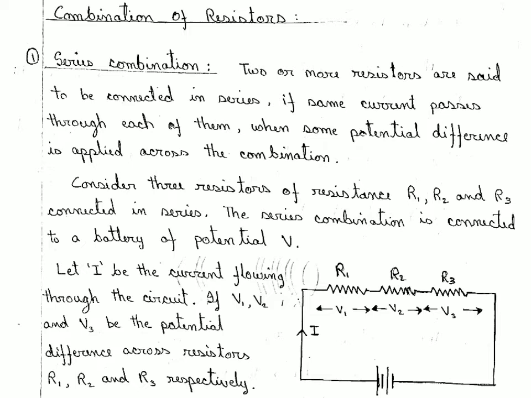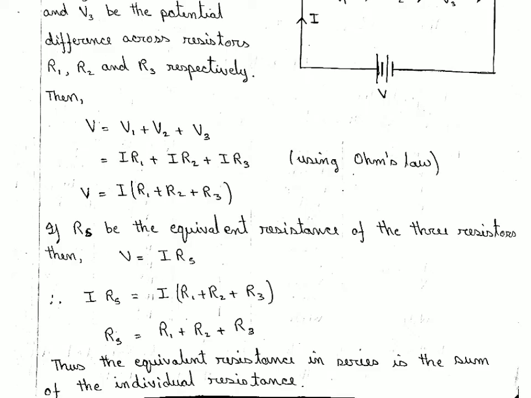And all these potentials V1, V2, V3, the sum of these potentials will give us the total potential difference across the combination, that is V. Hence, V is equal to V1 plus V2 plus V3. And again, using Ohm's law, instead of V1, we can write IR1, V2 we can write IR2, and V3 we can write IR3. And taking common I, we have V equal to I times R1 plus R2 plus R3.